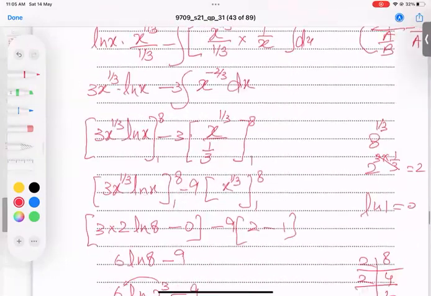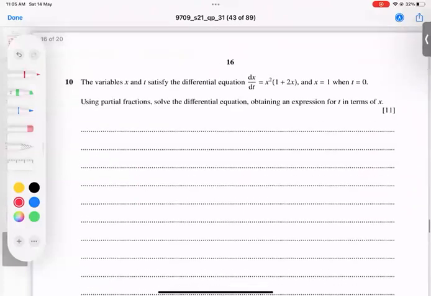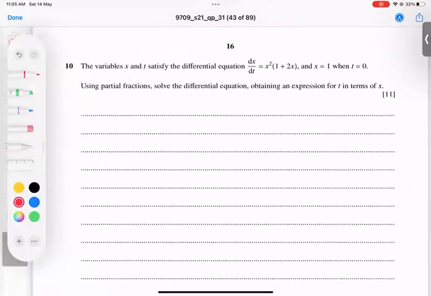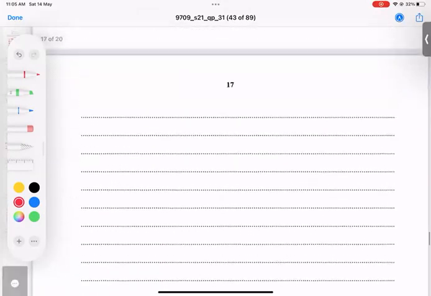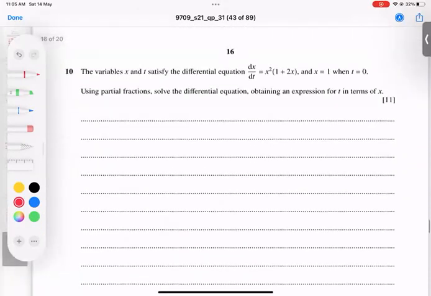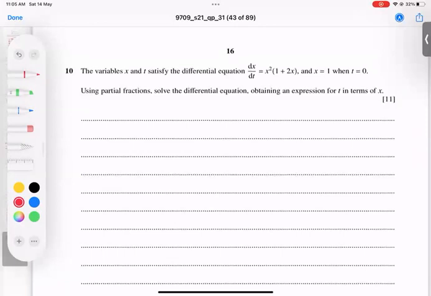18. Yes, exactly. Proof. Let's talk about question number 10. I think this is the last question. Wait a minute. Yeah, last question, number 10. What a question number 10 we have here.